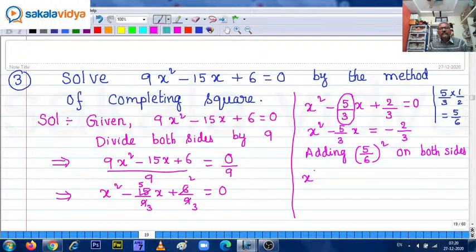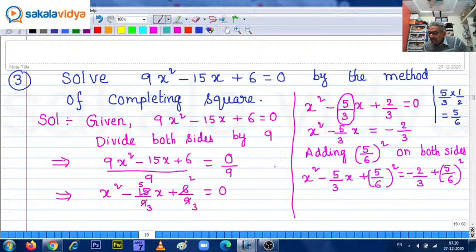So now we get x square minus 5 by 3x plus 5 by 6 whole square equal to negative 2 by 3 plus 5 by 6 whole square. So now this is nothing but x minus 5 by 6 whole square, because it looks like a square minus 2ab plus b square, which is a minus b whole square. A means x, b means 5 by 6. This is minus 2 upon 3 plus 25 upon 36.